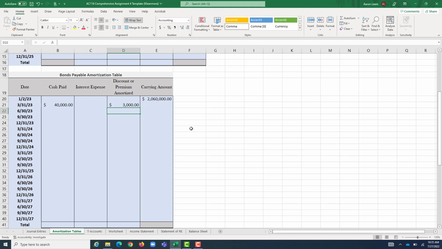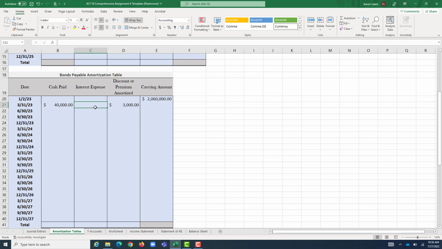So we know that when we're doing this, we're going to pay the amount, $40,000 in cash at the time. We're going to amortize $3,000 of our premium each time. For interest expense, how you find this depends on if you issued at a discount or if you issued at a premium. We issued at a premium.